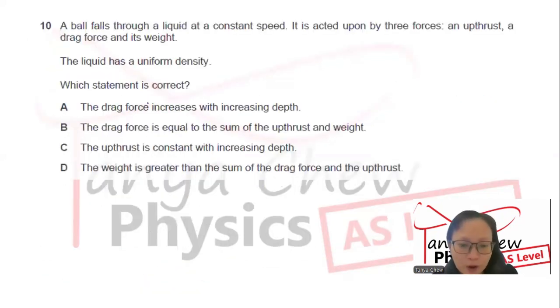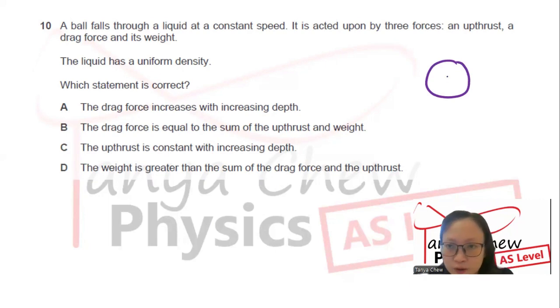Question number 10. A ball falls through a liquid at constant speed. It is acted upon by three forces: an upthrust, a drag force, and weight. And this liquid has a uniform density. So uniform density, which one is related to density? Which statement is correct? Now, I am talking about the ball. There are three forces acting on the ball.